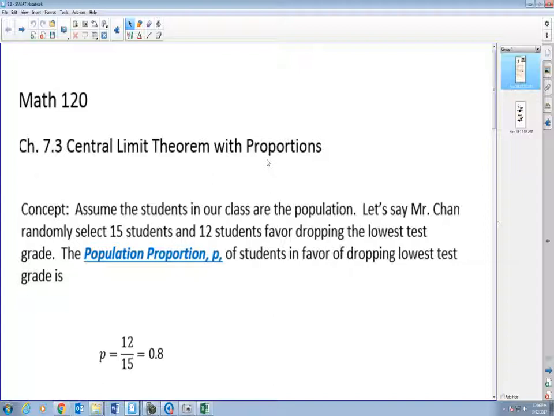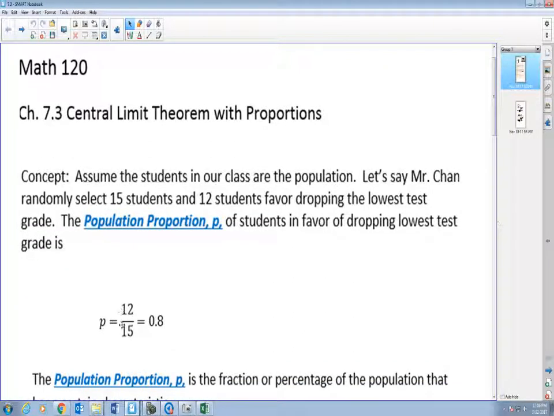So for example, assuming that in our class, everybody in our class is the population. Let's say Mr. Chen randomly selects 15 students and 12 of them favor me dropping the lowest test grade. So the population proportion, using the lowercase p, of students in favor of dropping the low test grade will be 12 students in favor out of 15 students. So 12 out of 15 will be 0.8 or 80%.